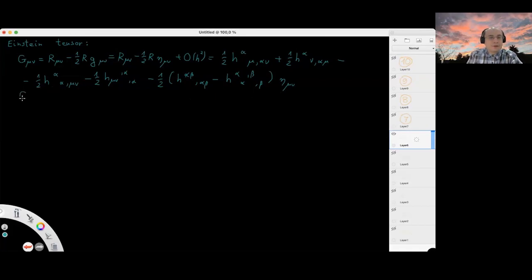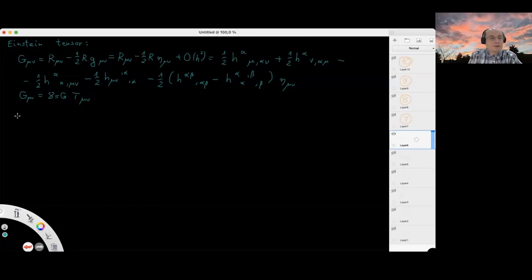And the Einstein equations are, of course, G mu nu equals 8 pi G T mu nu. And the problem is that in this form, these equations don't look very enlightening. It looks more like a random combination of second derivatives of h, and it's difficult to make any sense out of that. So we have to clean up this equation, and there is a well-known way to do it. A bit tedious, but not that difficult.